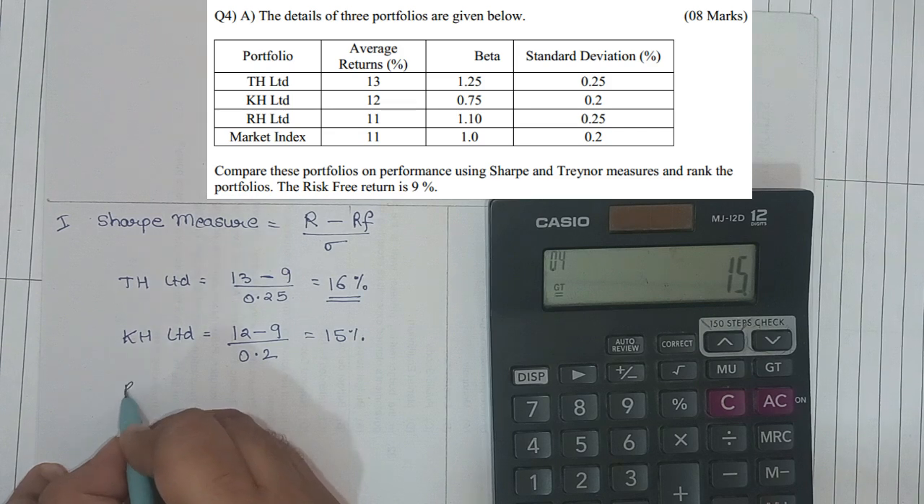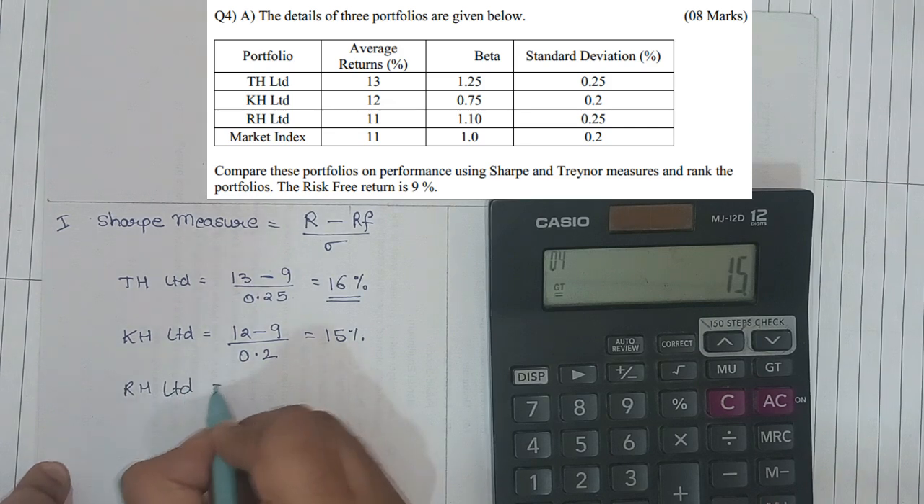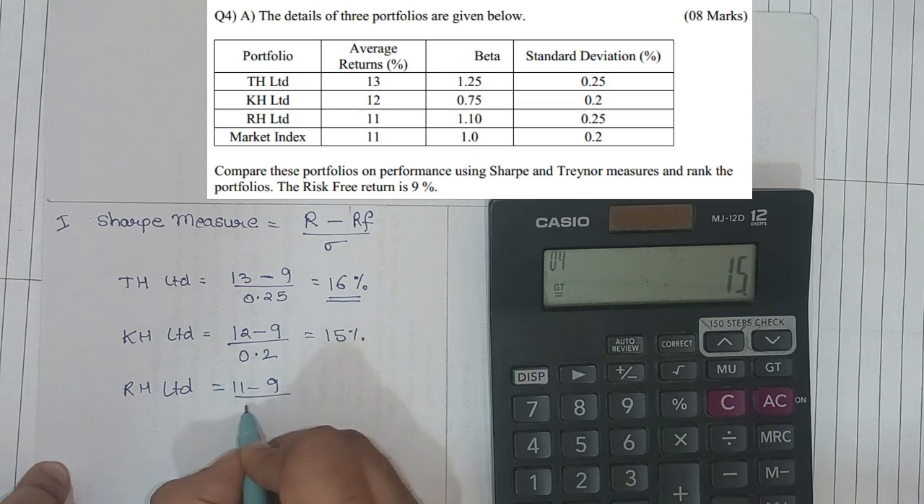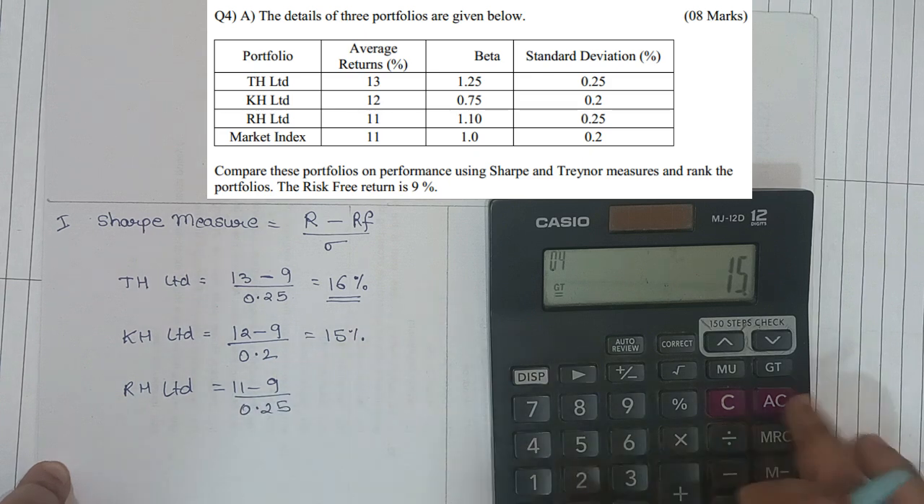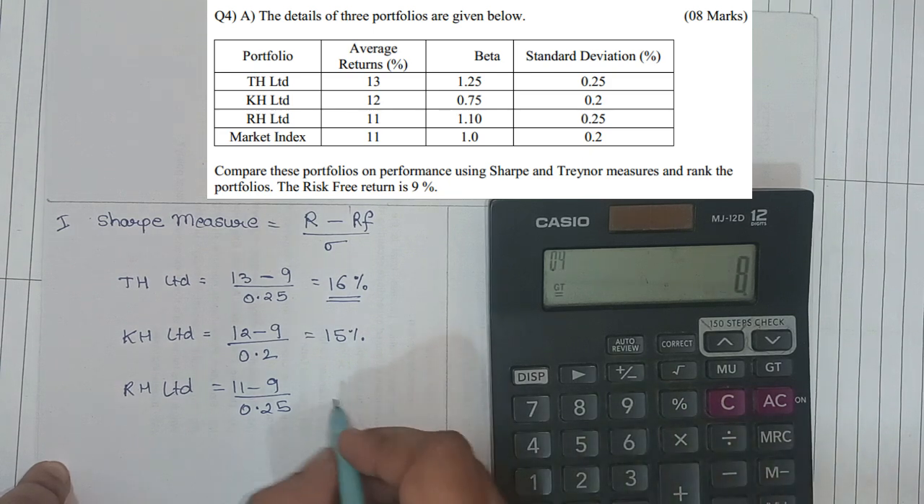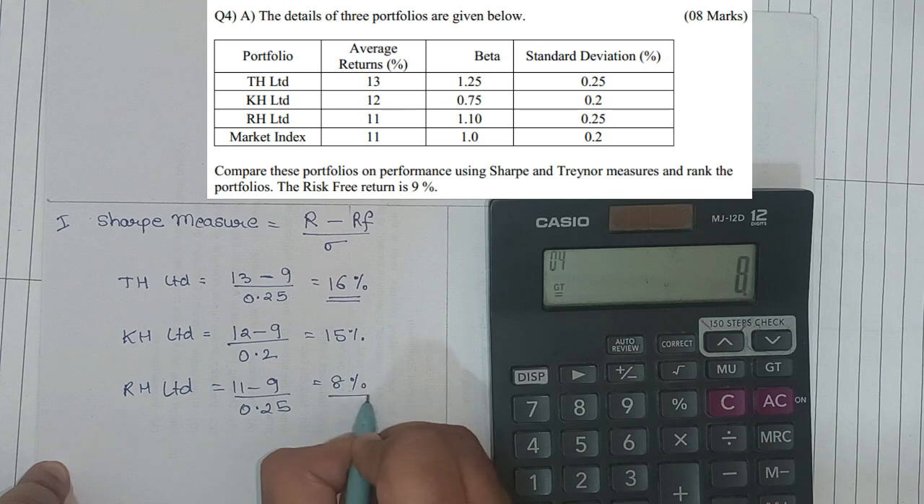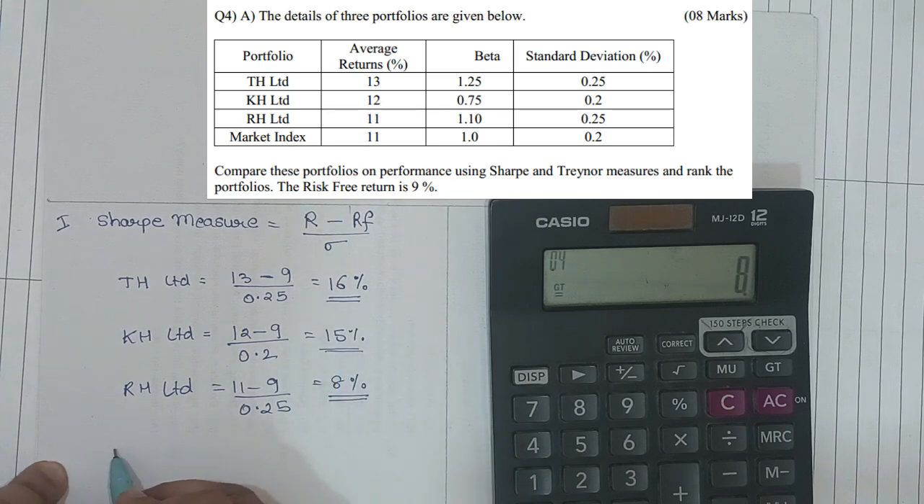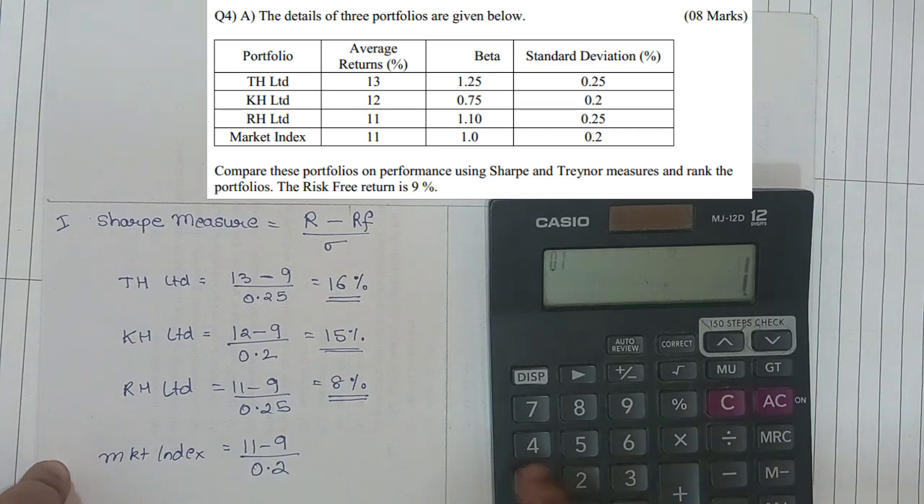Next is RH Limited. Again return is 11 minus risk-free divided by standard deviation 0.25. So 11 minus 9 divided by 0.25. And last is market index. 11 minus 9 divided by 0.2, which is 10%.